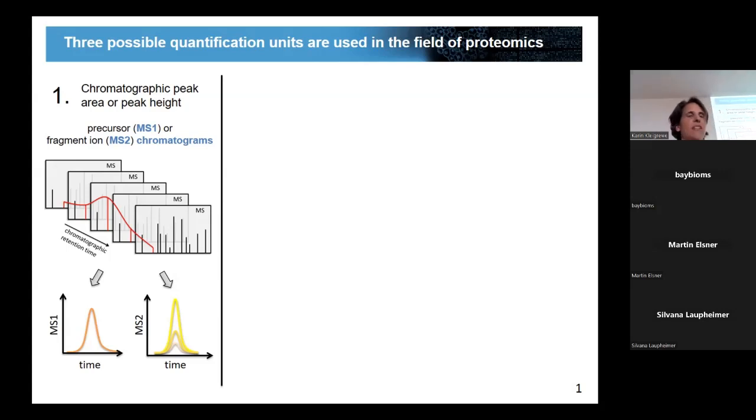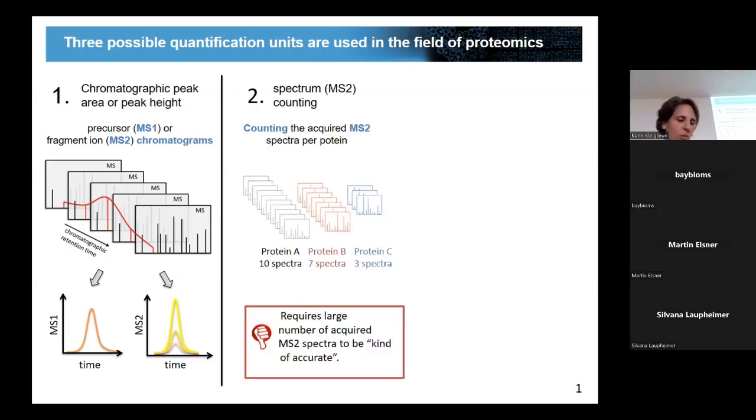However, there are also other units you can exploit, and another unit that proteomics people also acquire is spectrum counting. So we acquire these fragment ion spectra of all our peptides. And what you can do to quantify a protein is you can simply count how many spectra in an LC-MS run do identify a certain peptide from a certain protein. And protein A here has 10 spectra, protein B 7, protein C 3, and then you can use this number as a quantification unit.